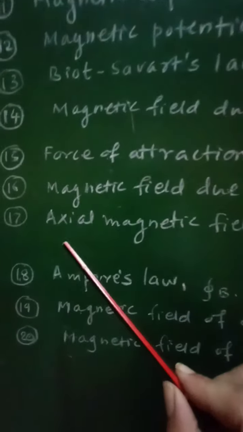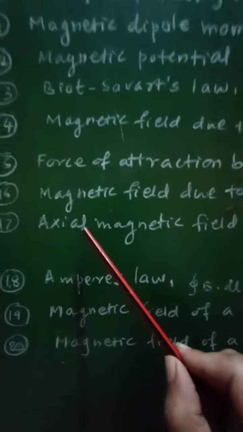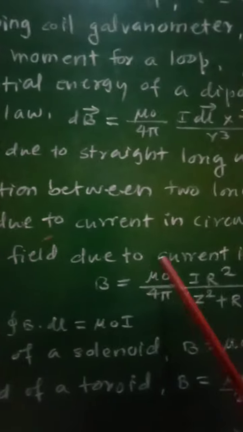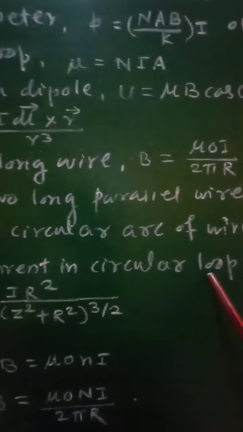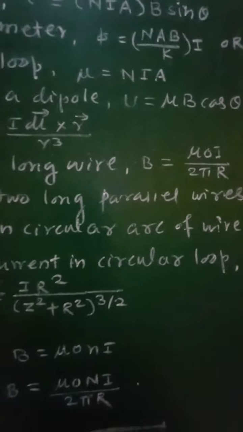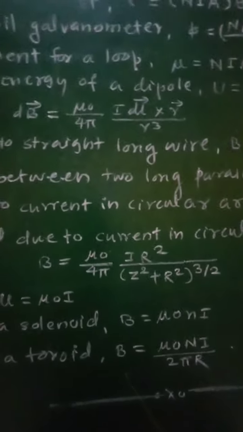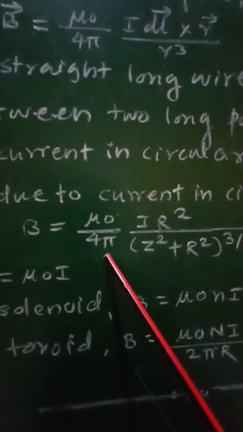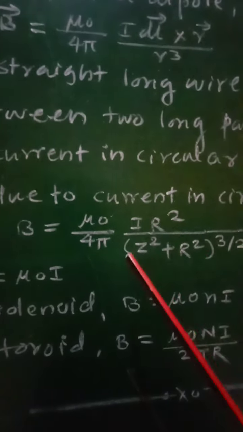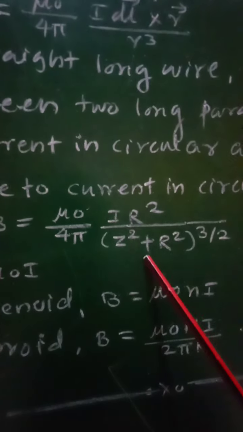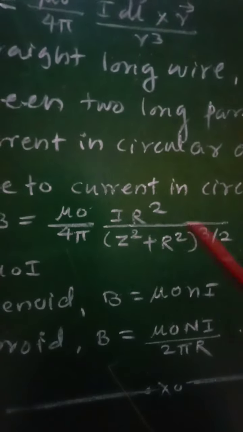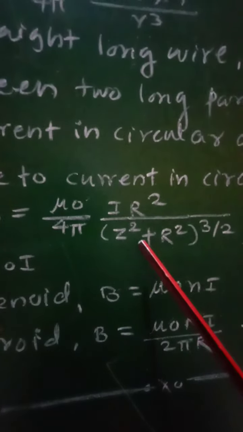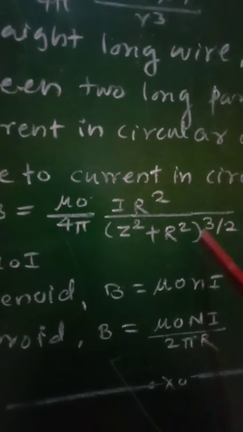Then 17th formula gives us the axial magnetic field due to current in circular loop. If the current is flowing in a circular loop, then the axial magnetic field will be given as B equal to mu 0 upon 4 pi I into r square upon z square plus r square raised to 3 by 2.